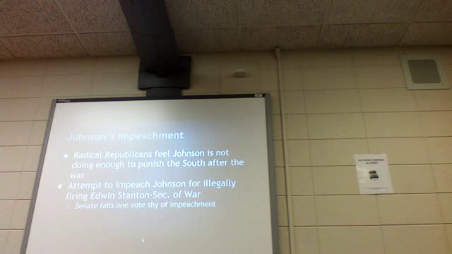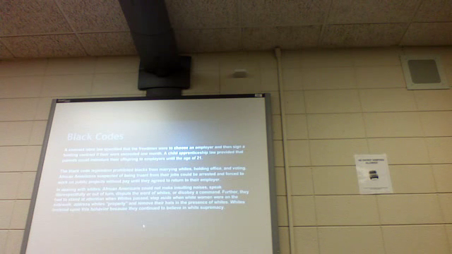Yep. Alright, we're close. Alright, black codes. You don't need to write this down. Alright, but this is an example of a black code. So, the South has no more slavery, but the South is basically setting up a system where it's not slavery anymore, but it works a lot like slavery. Okay, you can read some of those examples up here.